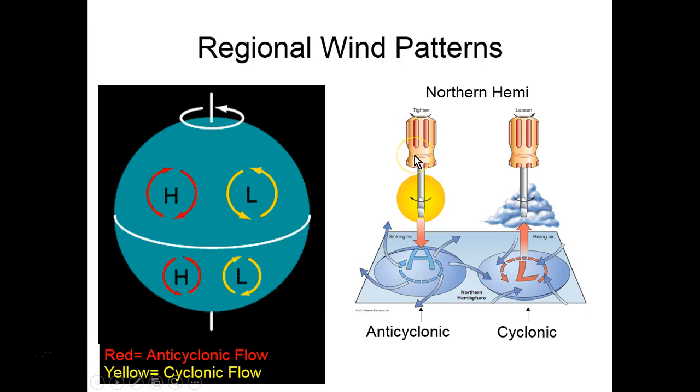So here we have a little image that is representing a high pressure zone. We're relating it to the way that you would turn a screw. If you have a screw that is high, that means that it's not in the wood and it needs to be screwed down. In order to screw down that high screw, you would need to turn your screwdriver clockwise, right? So around a high pressure zone, air rotates clockwise in the northern hemisphere.